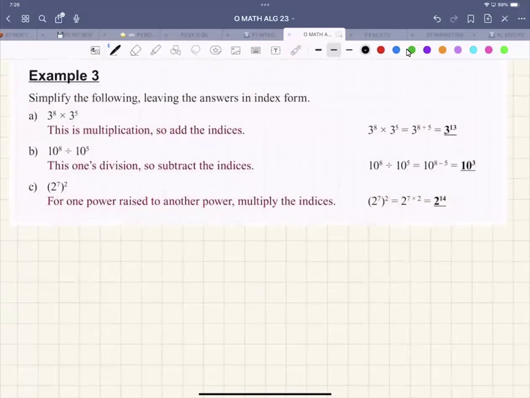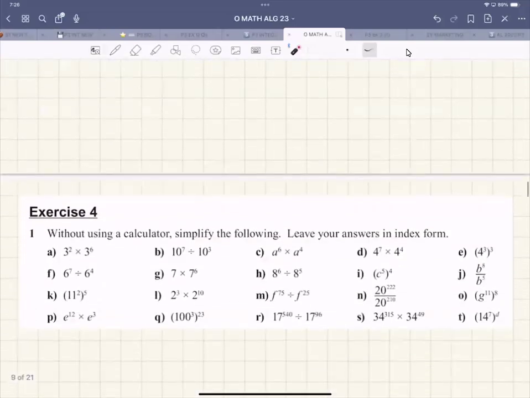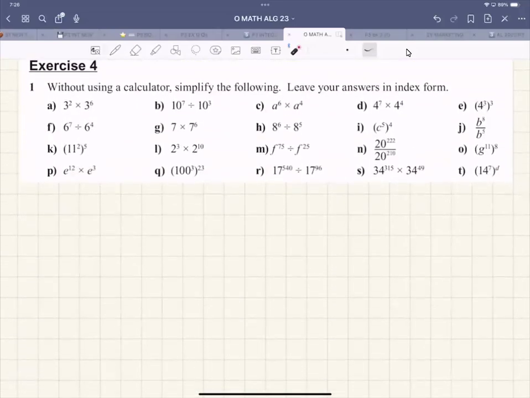Now let's look at this question. It says simplify the following, leaving answers in index form. So we don't have to just solve it out. We just have to leave the answers in index form. Now 3 power 8 into 3 power 5, this is multiplication. So add the indices. So that is 3, 8 plus 5, that is 3 power 13. 10 power 8 divided by 10 power 5, this is division. So that is 8 minus 5, which is 10 power 3. 2 raised to power of 7 raised to power of 2, 7 into 2 is 14. So some basic rules, some examples related to this.